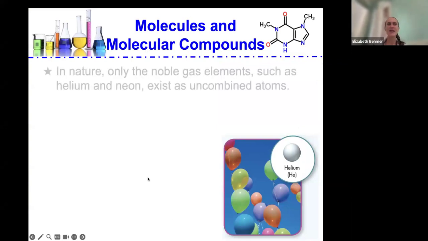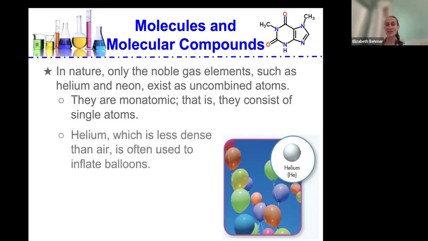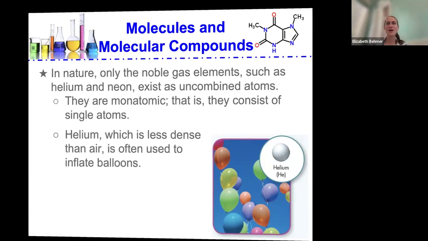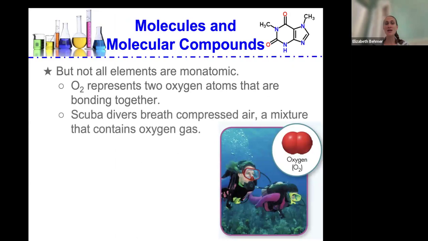Molecules and molecular compounds. In nature, only the noble gas elements such as helium and neon exist as uncombined atoms. That is because they are monoatomic, that is, they consist of single atoms. Helium, which is less dense than air, is often used to inflate balloons, as you know. But not all elements are monoatomic. For example, oxygen, O2, represents two oxygen atoms that are bonding together. And scuba divers, for example, will breathe compressed air, which is a mixture that contains oxygen gas.